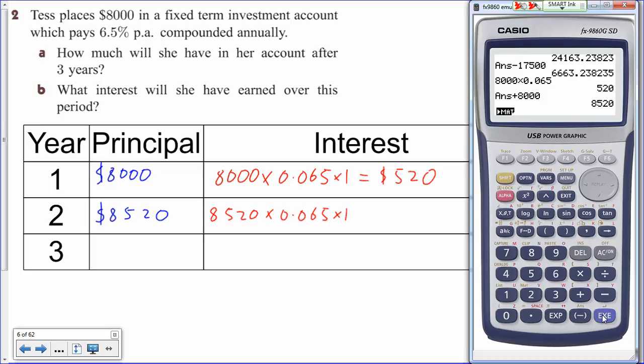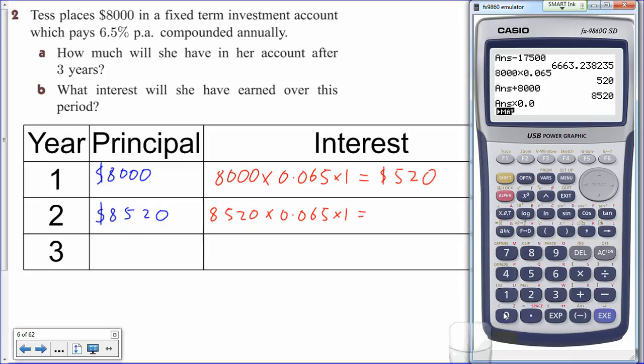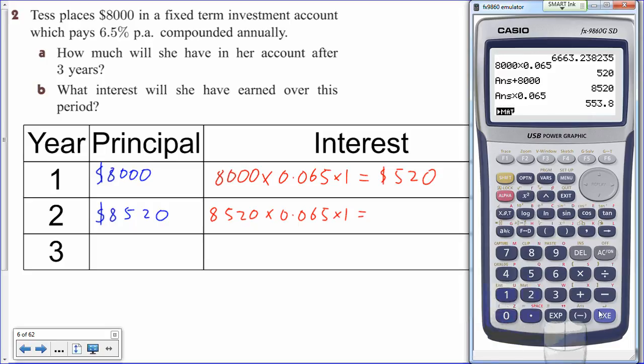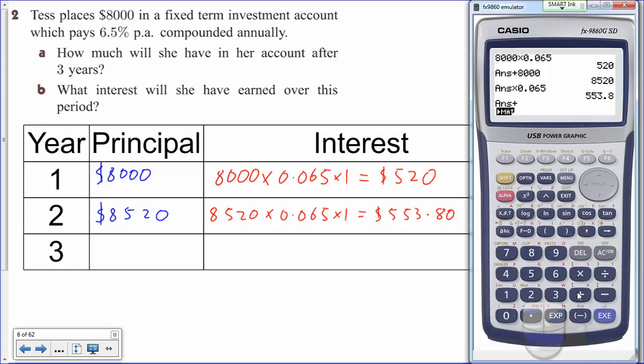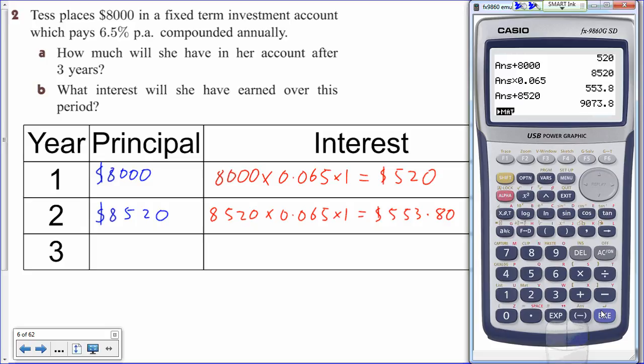times 0.065 times 1. So I'm going to do times 0.065. And this time she's going to earn $553.80. So we're going to add that to our previous value, 8520. And so I write that value there behind where the calculator is at the moment. But I'm going to write it down here, 9073.80.